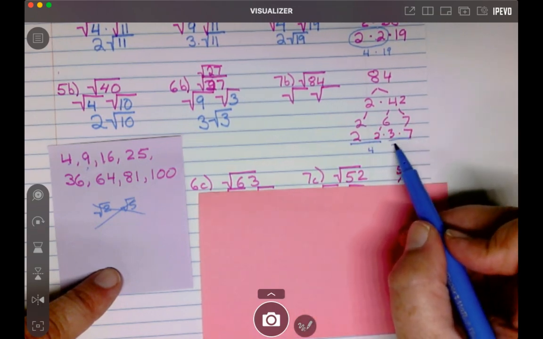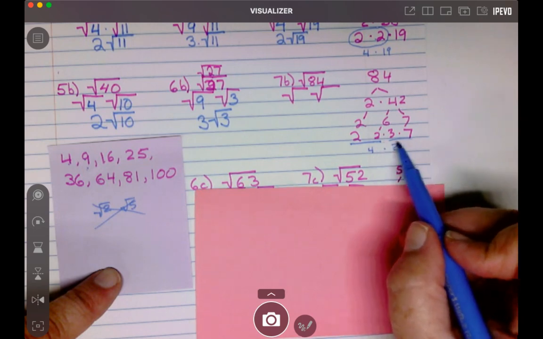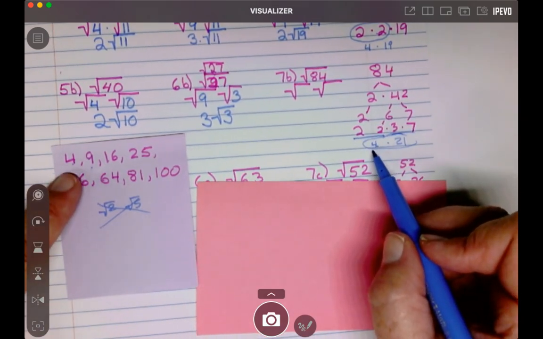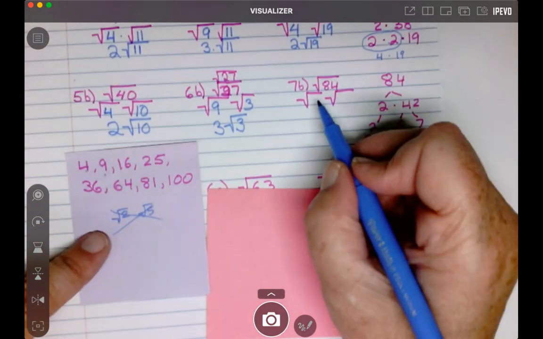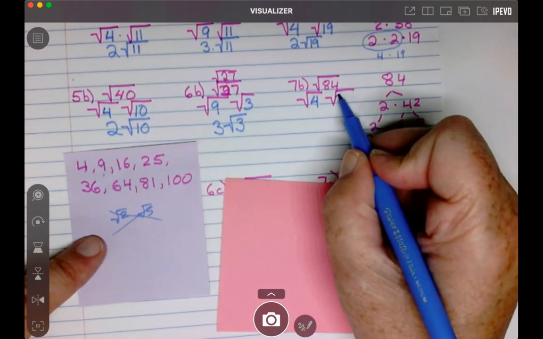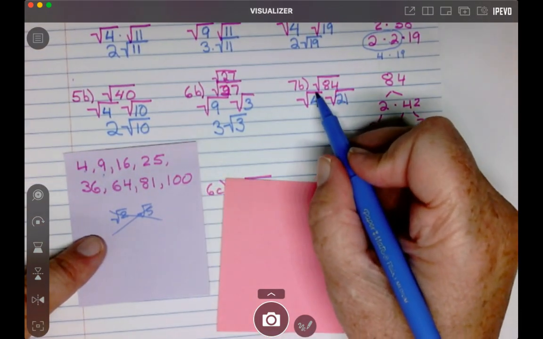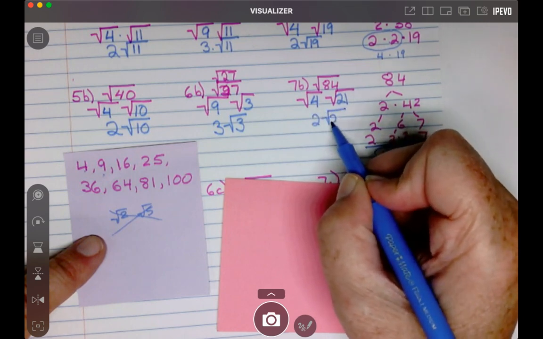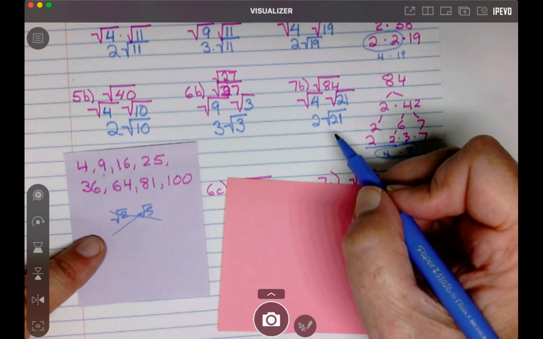Then let's put these together, times 21. So I have 4 times 21. There's my perfect square and my other number. So I can rewrite this as 4 times 21. Square root of 4 is 2. Square root of 21 is irrational, and it goes like that.